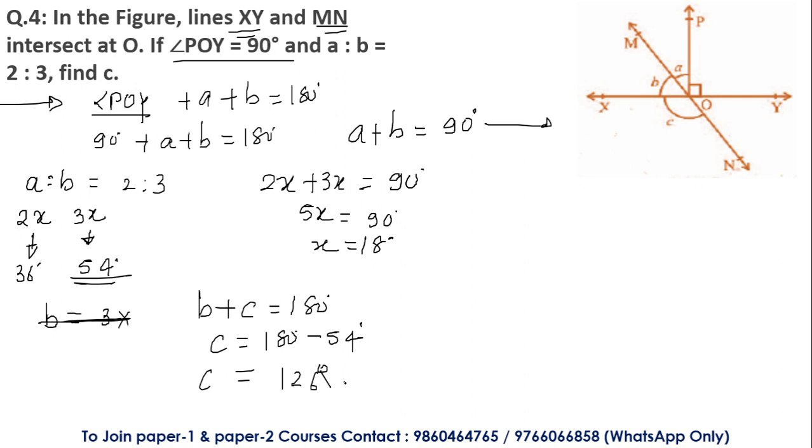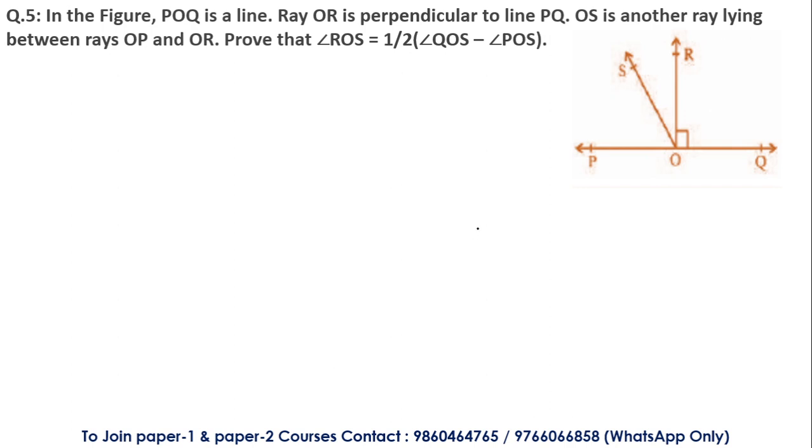Again, moving on to the next question, students. In the given figure, POQ is a line, ray OR is perpendicular to line PQ, OS is another ray lying between OP and OR. Prove that angle ROS is half of the angle QOS minus POS. This type of question is actually not asked in the examination, but here I'll tell you what type of concepts are used, because the concepts are important for us.